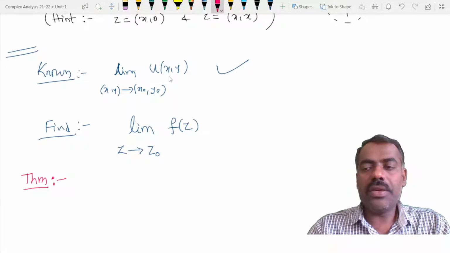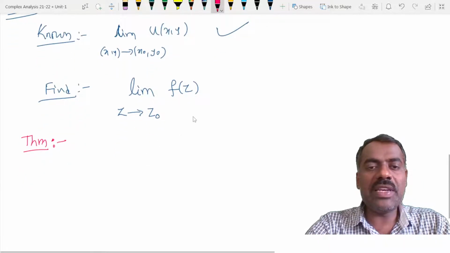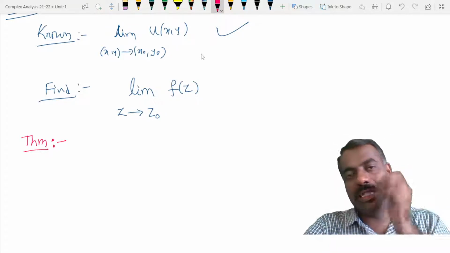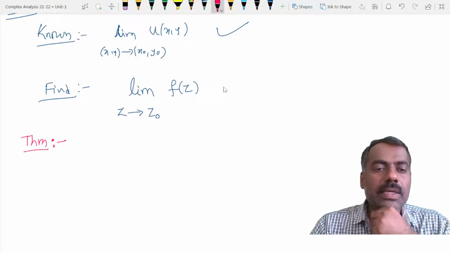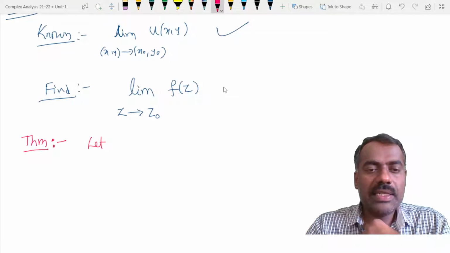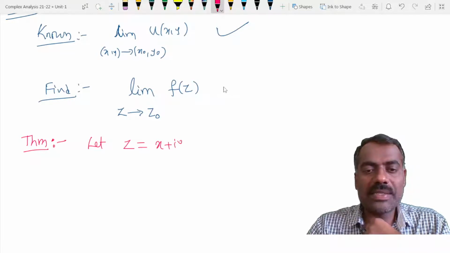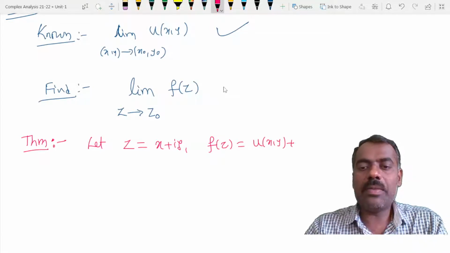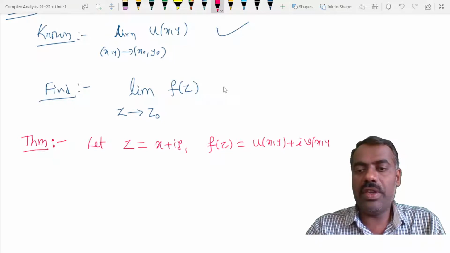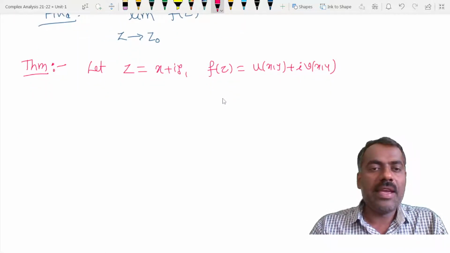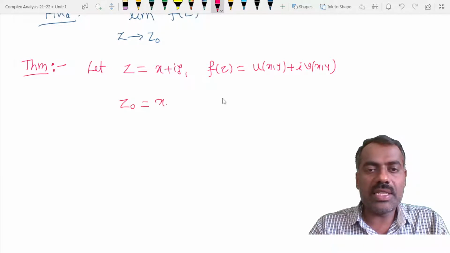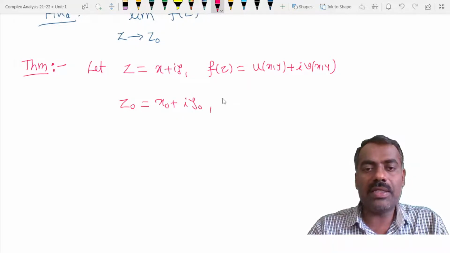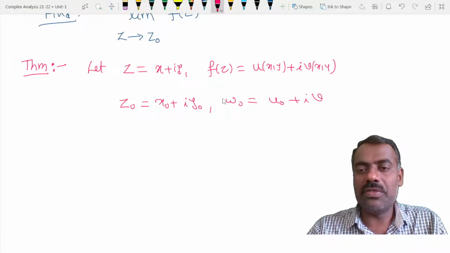We will try to find the relation between limits of f of z and limits of real valued functions, in terms of limit of real valued function. Let z is equal to x plus iy, and f of z is equal to u of x comma y plus i times v of x comma y. Then z naught is x naught plus i times y naught, and w naught is u naught plus i times v naught.